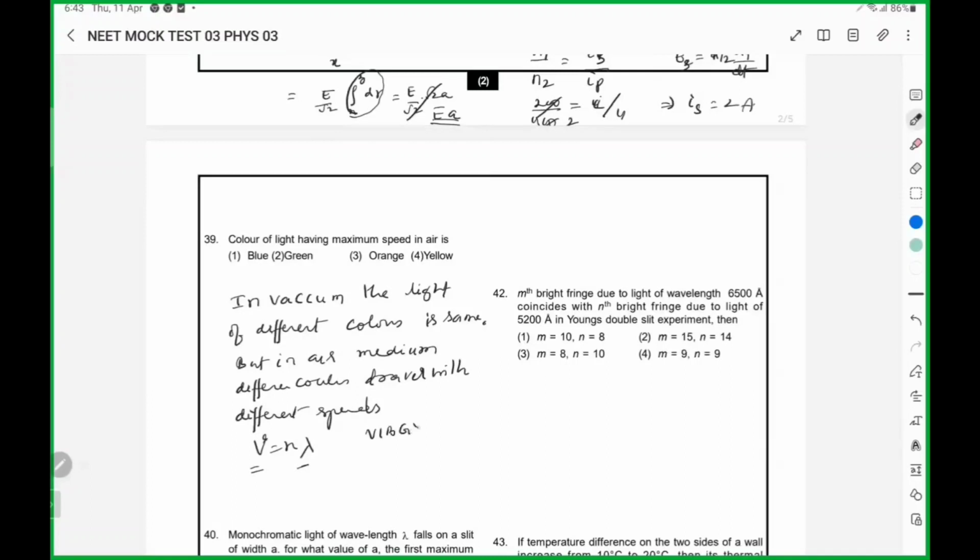We know this order with VIBGYOR. So red has more wavelength, so its speed is more, but the option here, red is not there. Next, orange has more wavelength. Hence, it travels with maximum speed. Orange light travels with maximum speed.